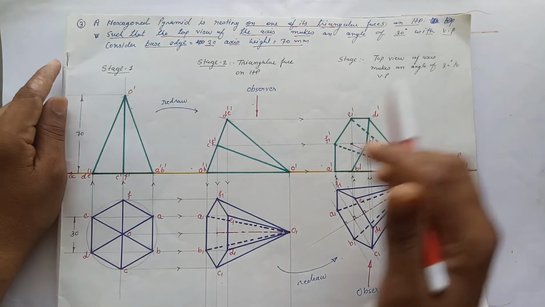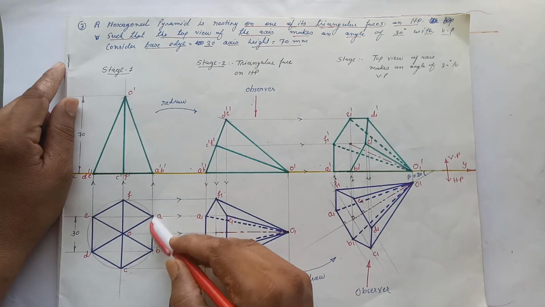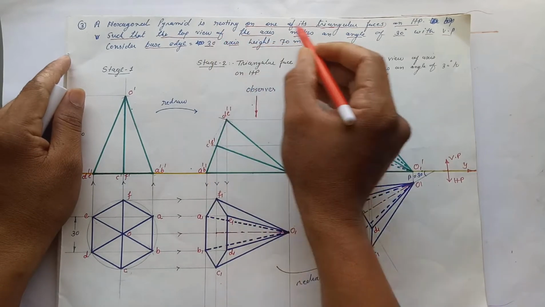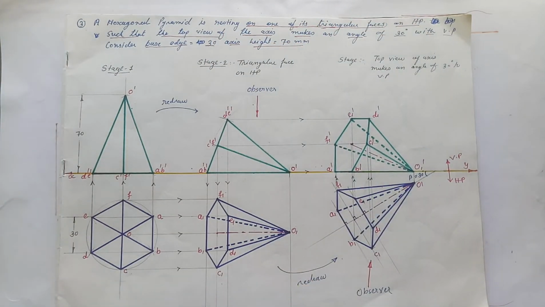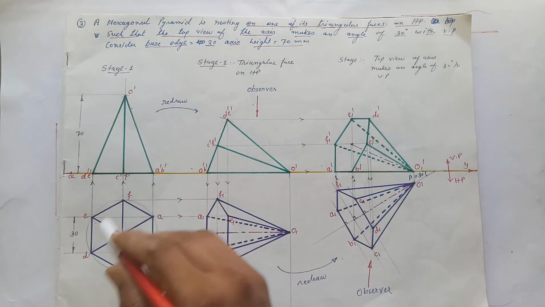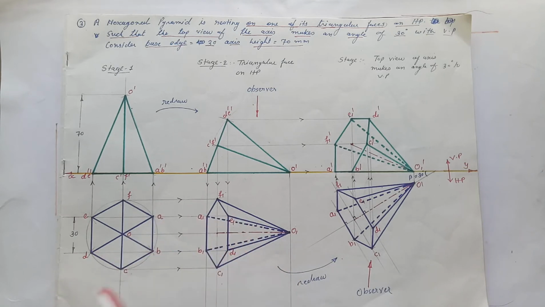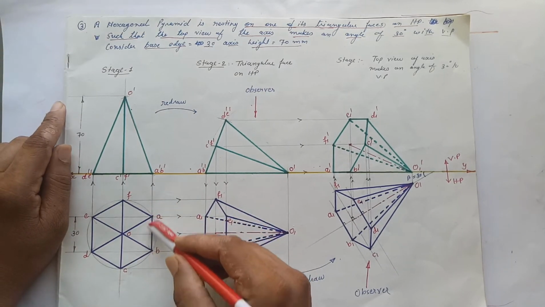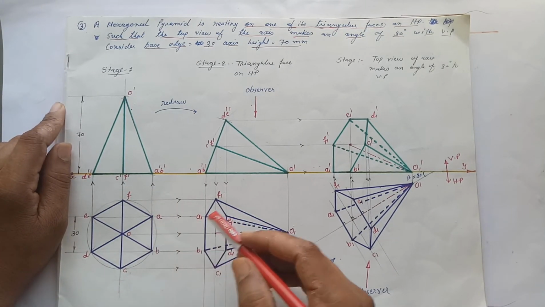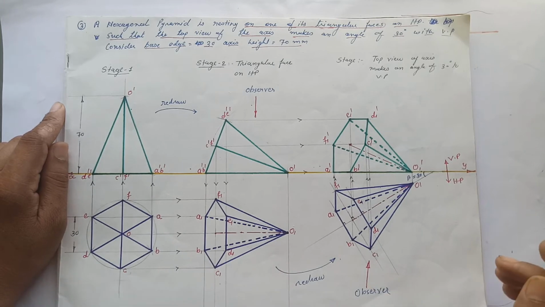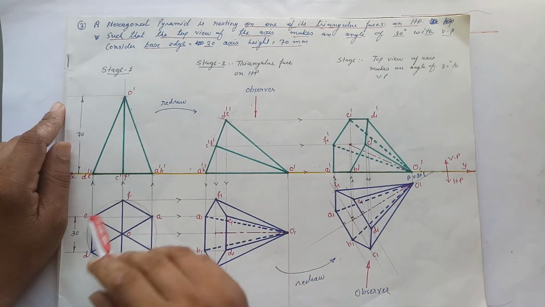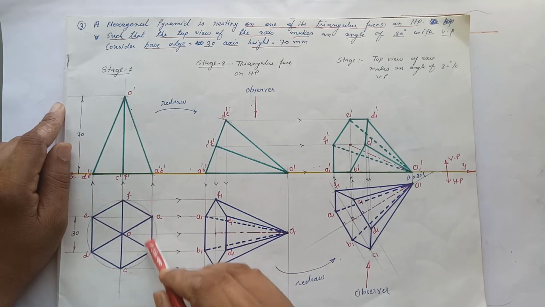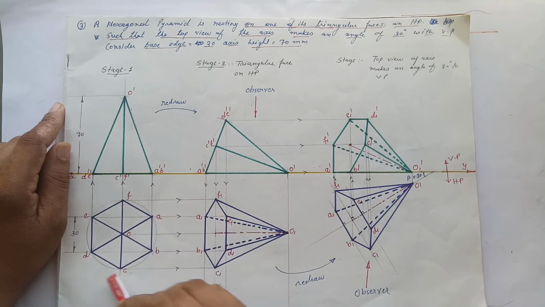So here we will draw the first stage showing the base edge on the right hand side, because the condition of the triangular face is given. So by taking the base edge on the right hand side, first of all we have to draw the plan of the hexagonal pyramid. If we want to draw the plan, first of all we have to draw the hexagon by taking one of the base edges on the right hand side.